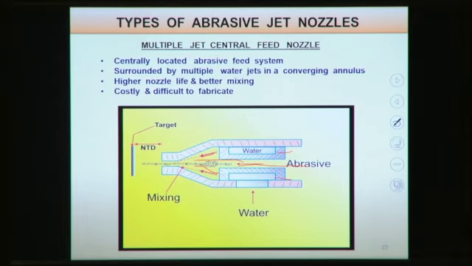these kinds of nozzles are costly, because it is very difficult to fabricate them. The water jet coming from the inner periphery of the nozzle has to be concentrated into one point, and the abrasive particles also have to be concentrated at the nozzle entry, so that proper mixing can be done. It is very costly because it is very difficult to concentrate everything from the water jet supply system to a certain point.